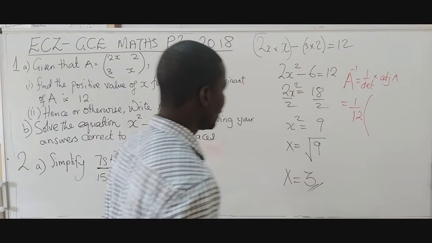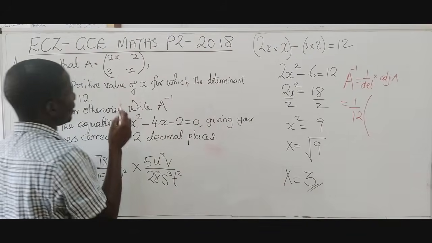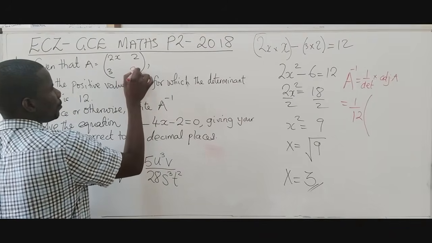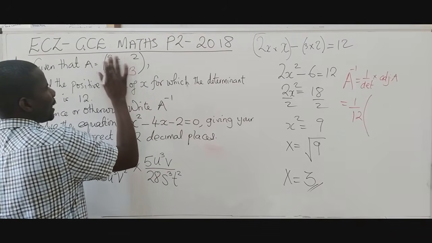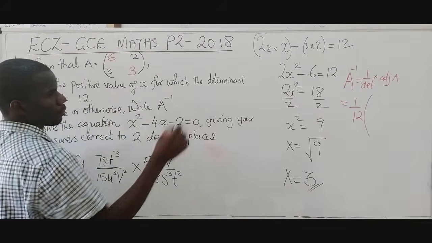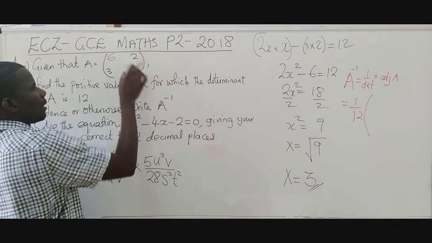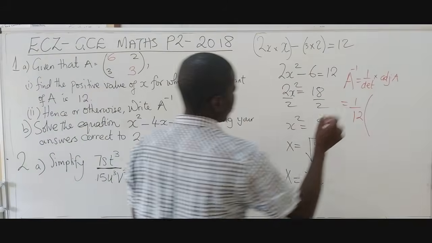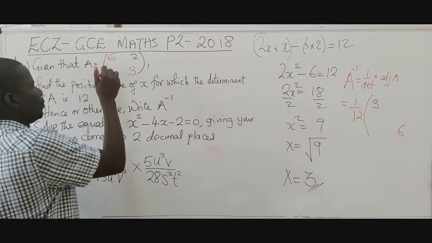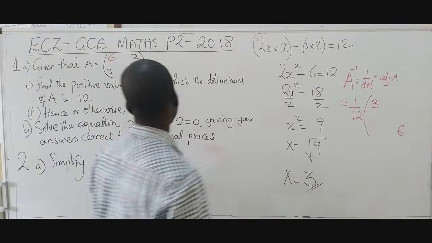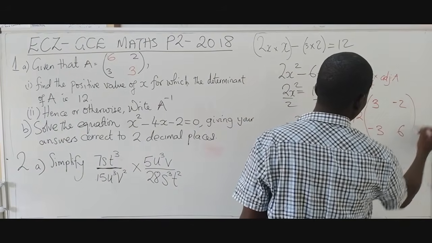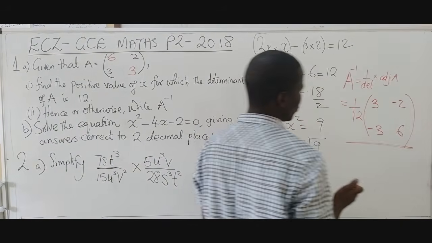How do we find the adjoint? Now take note that here, since we have found that the value of x is 3, this is going to be 3 here, and this one you multiply: 2 multiplied by x, which will be 6. To find the adjoint, these 2 elements in the major diagonal switch positions. So we're going to have 3, 6 here. Then these other ones, you multiply them by a negative, or they change their signs. So you have minus 2, minus 3. This is what we are supposed to get.